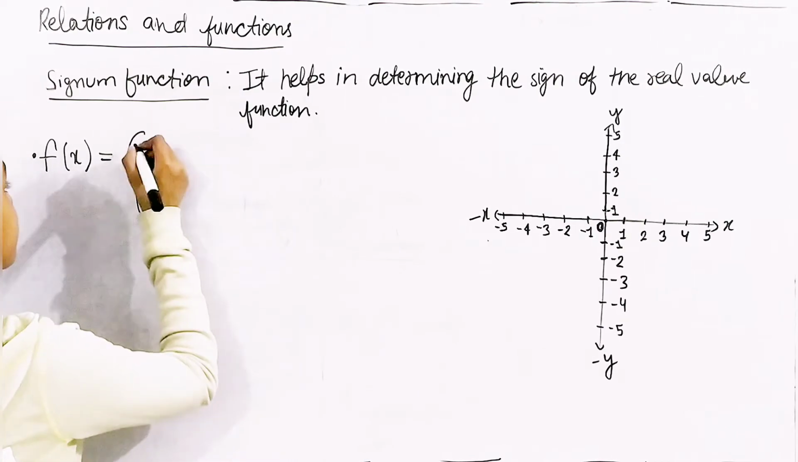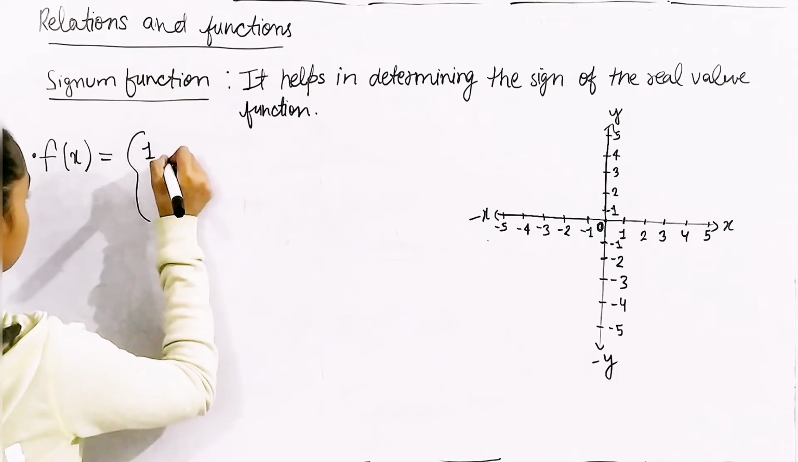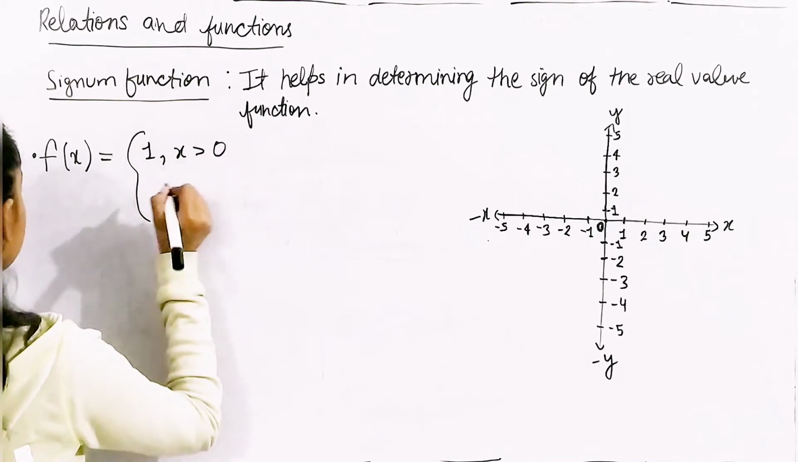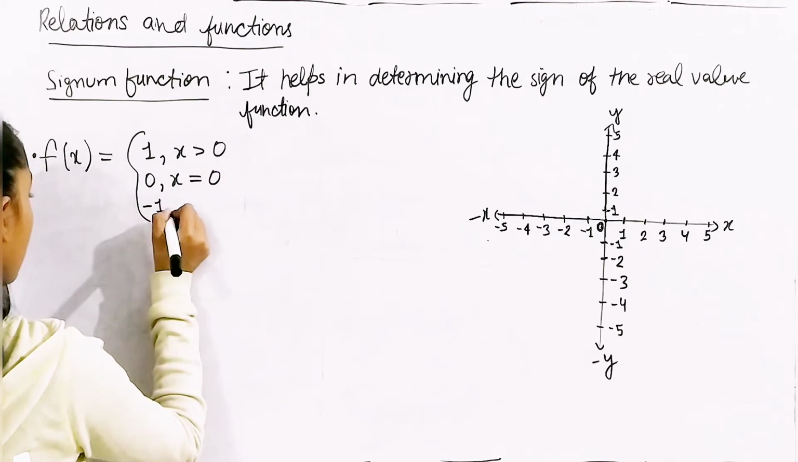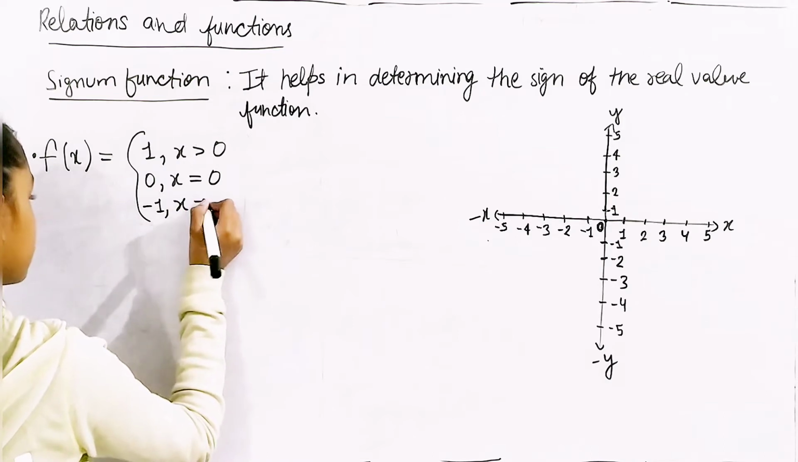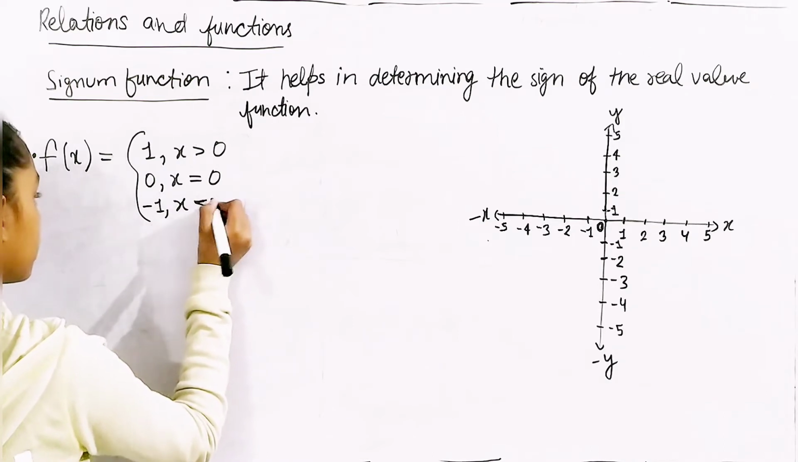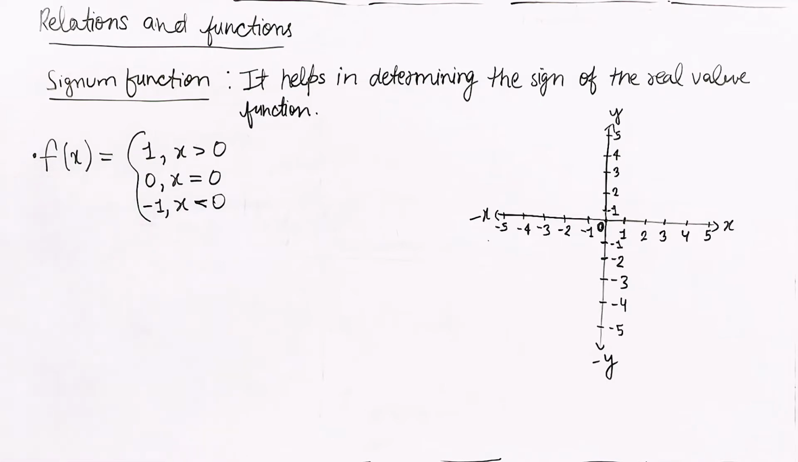So f(x) is equal to 1 if x is greater than 0, 0 if x is equal to 0, and negative 1 if x is smaller than 0. Just have a look at this, what is this exactly? It's saying 1 if x is greater than 0, 0 if x is equal to 0, and negative 1 if x is smaller than 0.